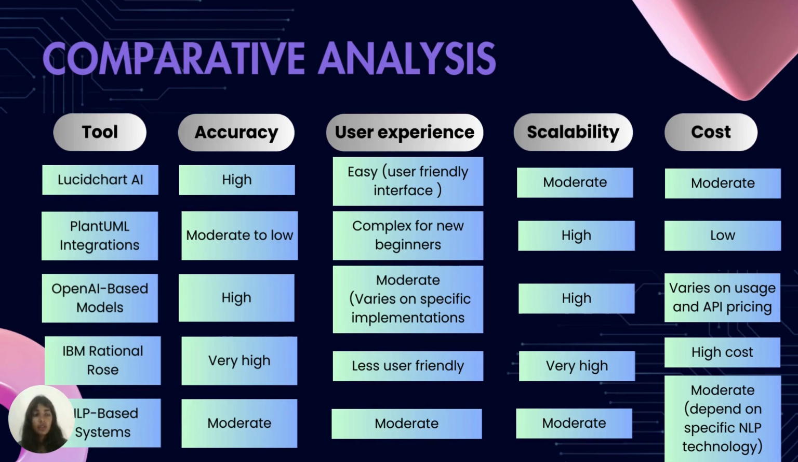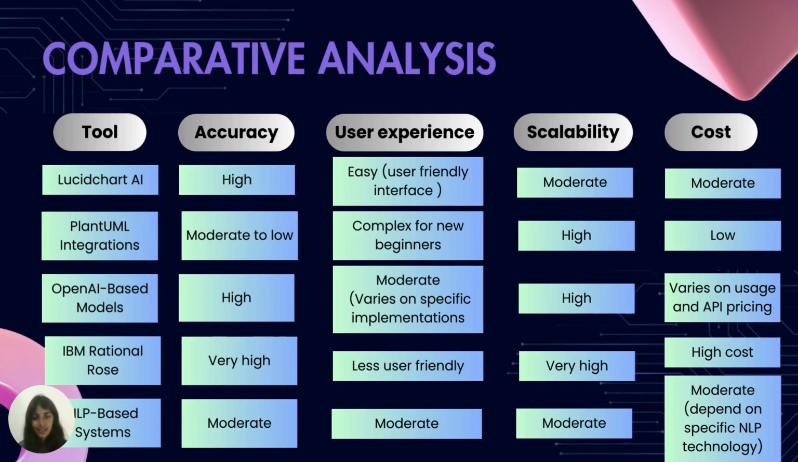Next, we have the Rational Rose by IBM. It is more of an enterprise-level solution that offers high scalability and higher accuracy, making it more expensive when compared to the rest. Lastly, we have the NLP-based systems. These tools use heuristic models to extract UML elements from text, offering moderate accuracy, but require significant technical expertise to implement. In summary, what I could say is the choice of tool depends largely on the project's complexity, budget, and the team's technical expertise.